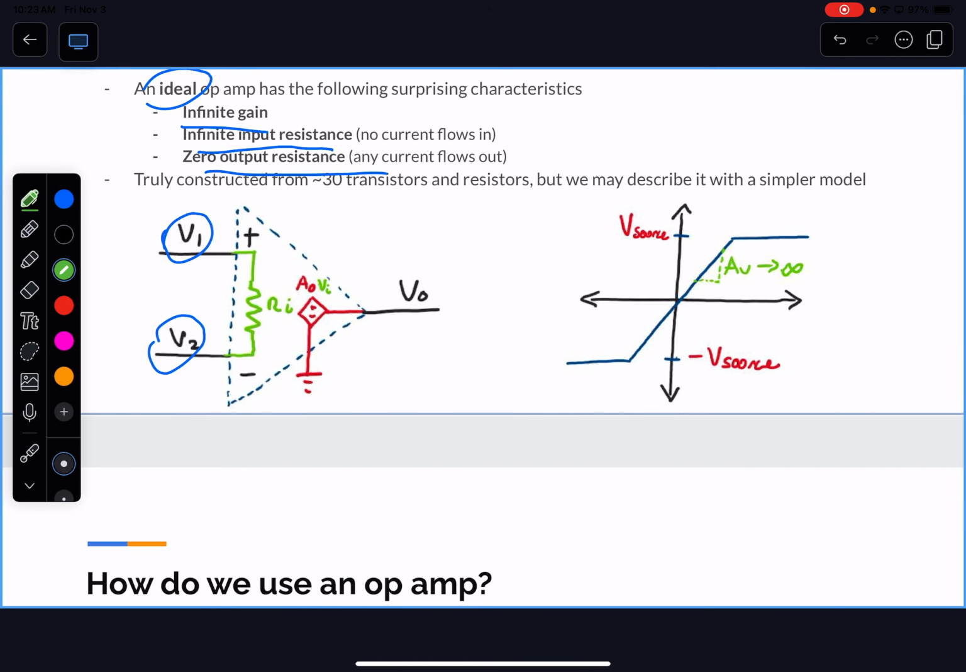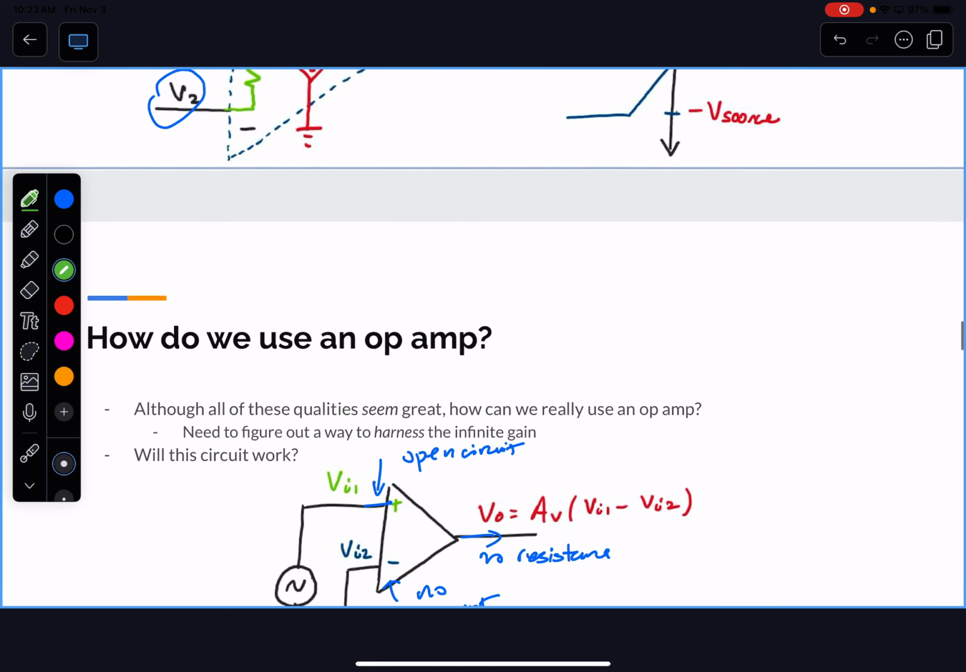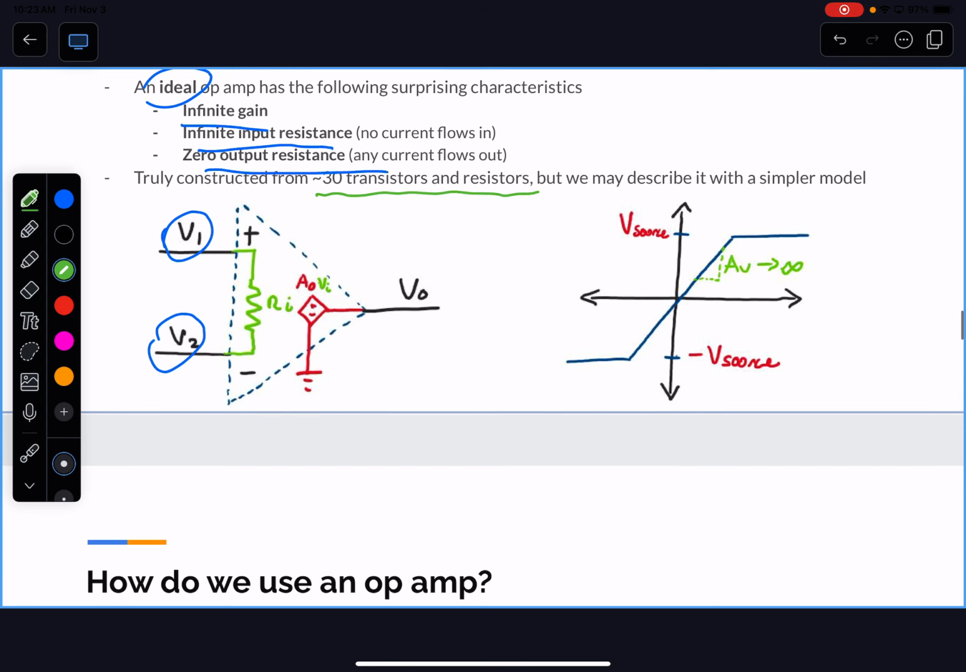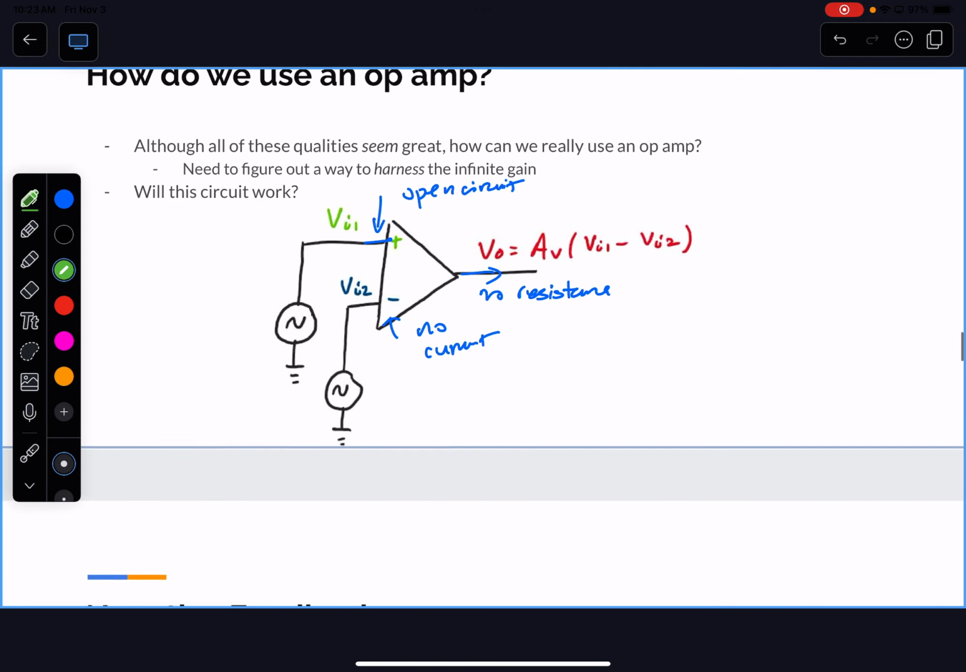What truly happens behind the scenes is there are about 30 transistors and resistors put together to make the op amp work. But we'll just abstract that away because it's out of scope for the class. Maybe some of the EECS classes will talk about how an op amp is actually made. But for this class, we just need to know that you can see that. So with the infinite gain, what can we do?